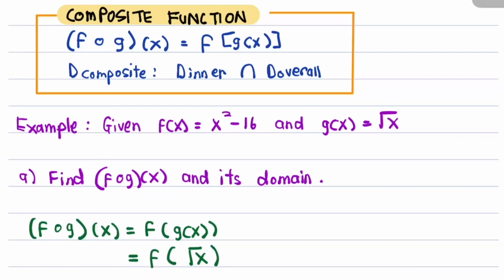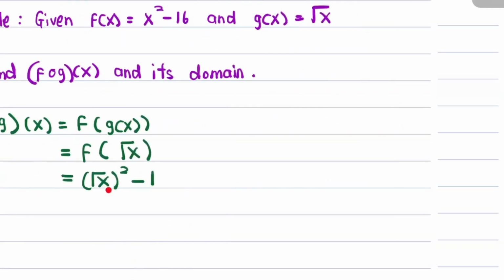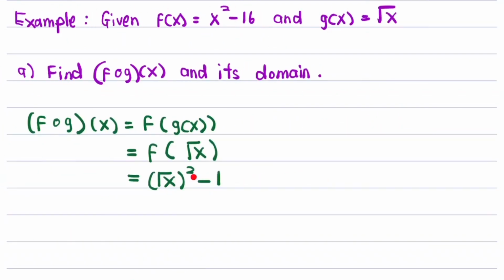Now you have your inner function, square root x, as input for the function f. Your function f is x squared minus 16, so substitute the square root of x into f(x). You get square root of x, squared, minus 16, and simplify, you're going to get x minus 16. So this is the simplest form, and that is the final answer for the composite.